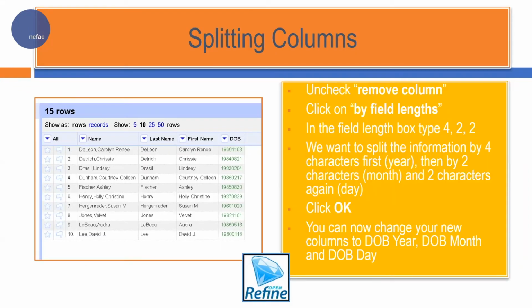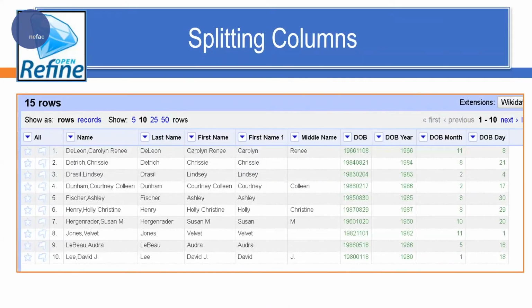And then if you click OK, you'll get it split. And then we can go ahead and click on our new columns with the down arrow and just rename those: date of birth year, date of birth month, and date of birth day.